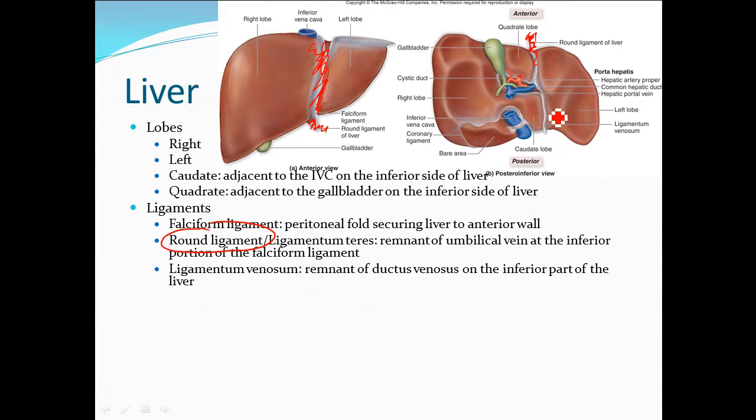And then we have the ligamentum venosum. And that used to be what? Ductus venosus. Very good. And that used to go into the inferior vena cava. So these structures are remnants of the fetal circulation.